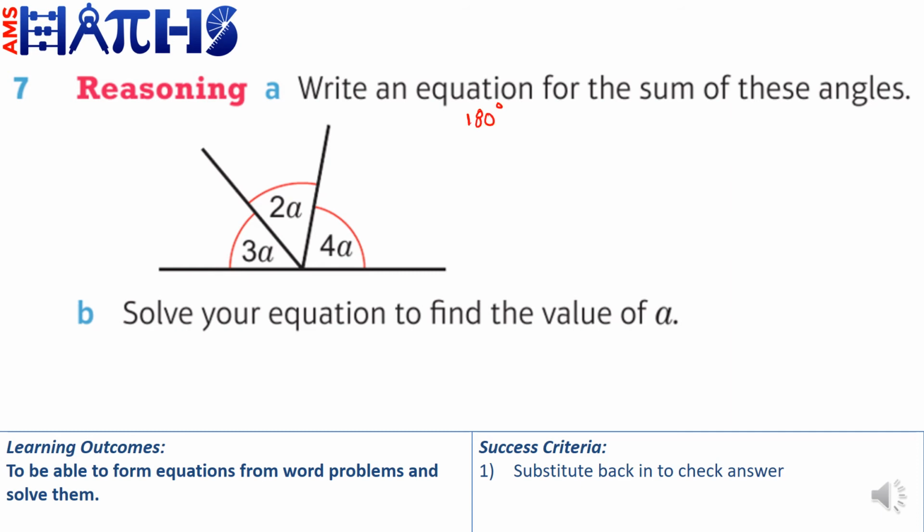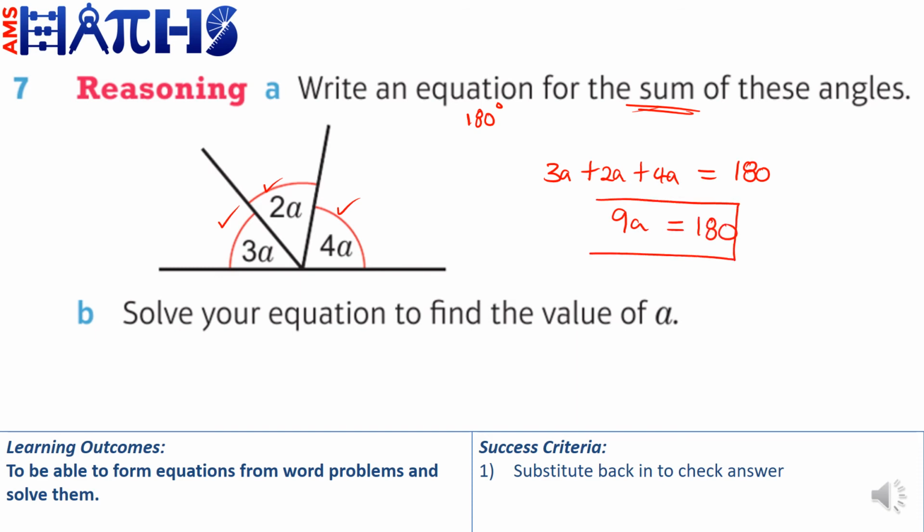180 degrees. So since we're going to write an equation for the sum of the angles, we need to add these 3 angles together because it says sum. So it would be 3a plus 2a plus 4a, and those three angles when added together is equal to 180 degrees. And we can simplify our equation. 3a plus 2a is 5a, and 5a plus 4a is 9a, so 9a equals 180.